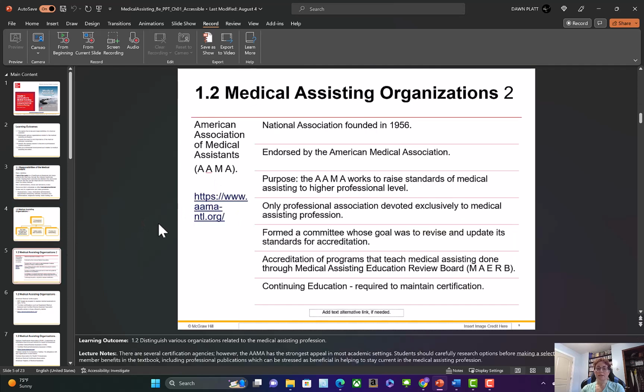The first one is the American Association of Medical Assistants. This is a great organization that only focuses on medical assistants. There are several other organizations that focus on healthcare in general or allied health in general, but the American Association of Medical Assistants, otherwise known as the AAMA, only focuses on medical assisting.